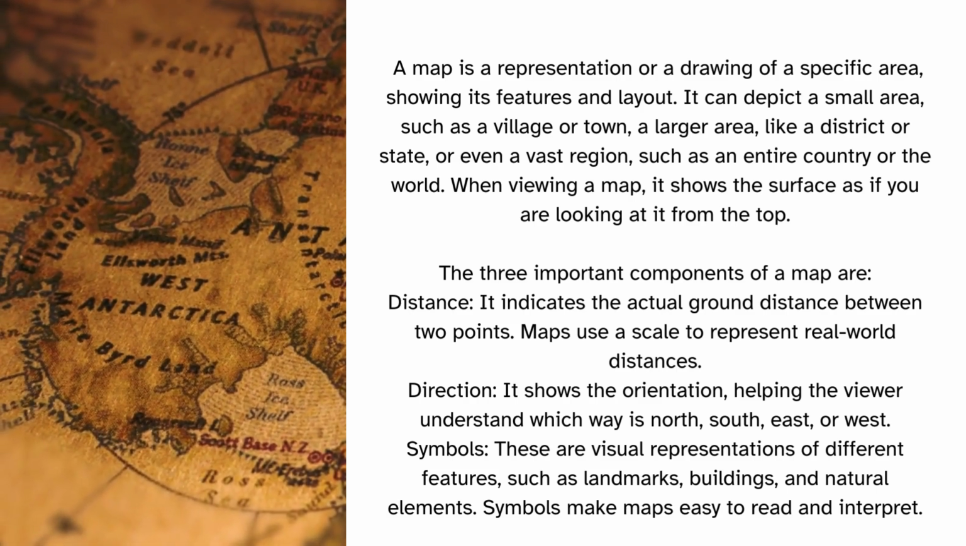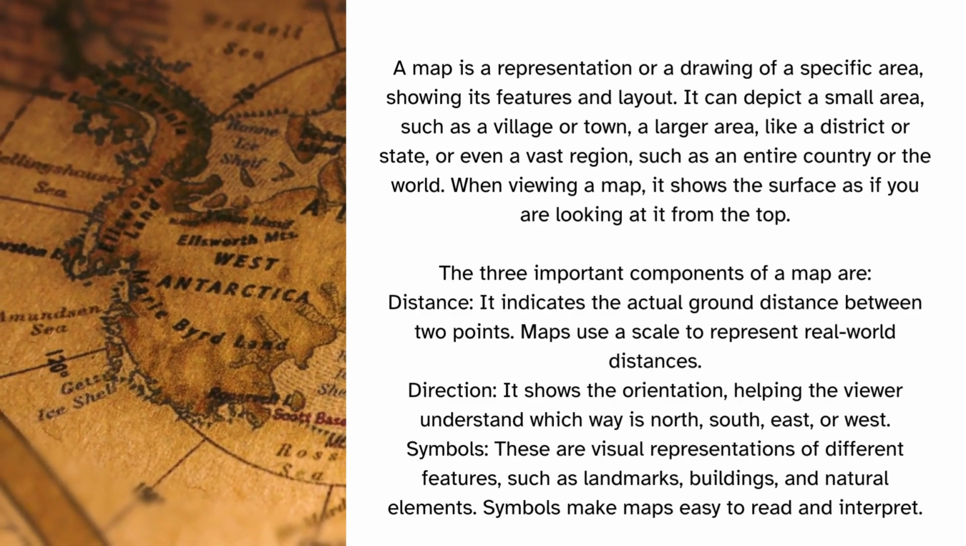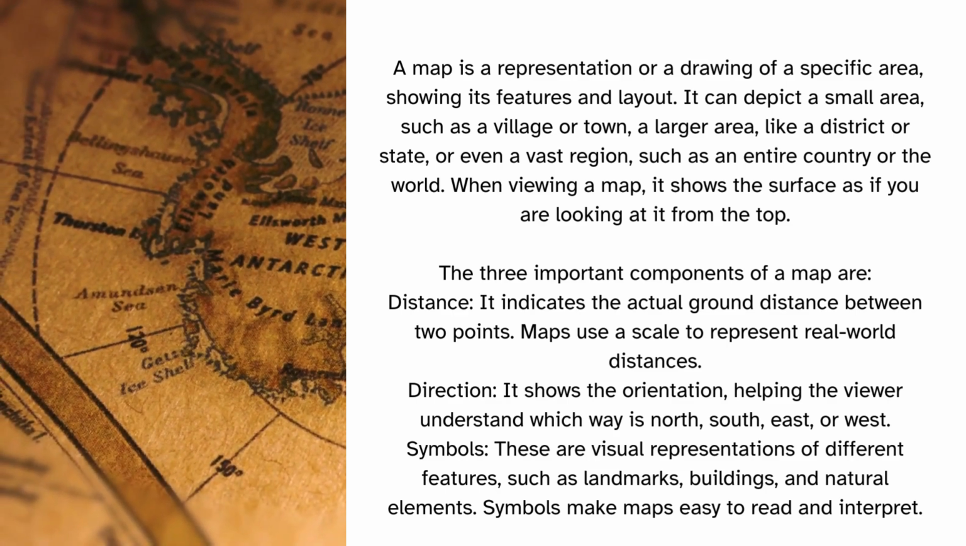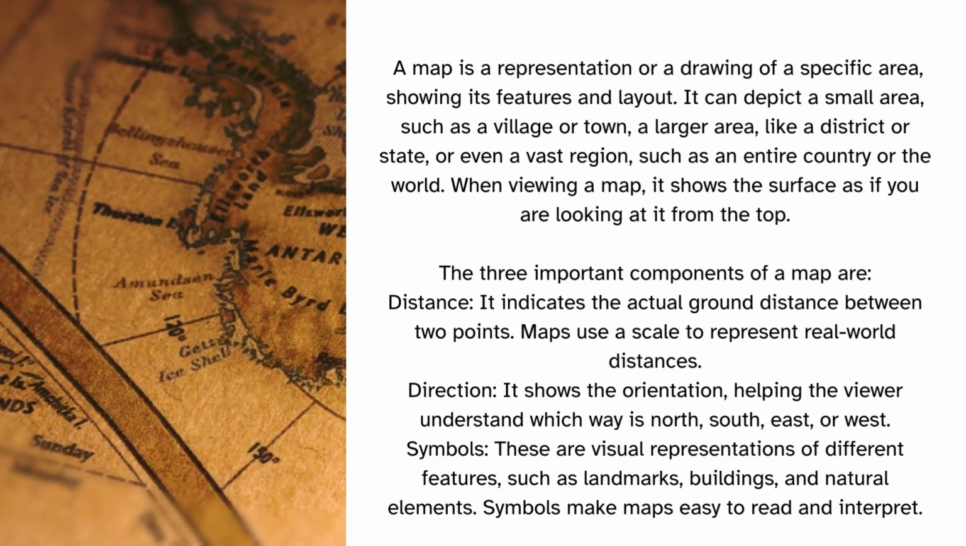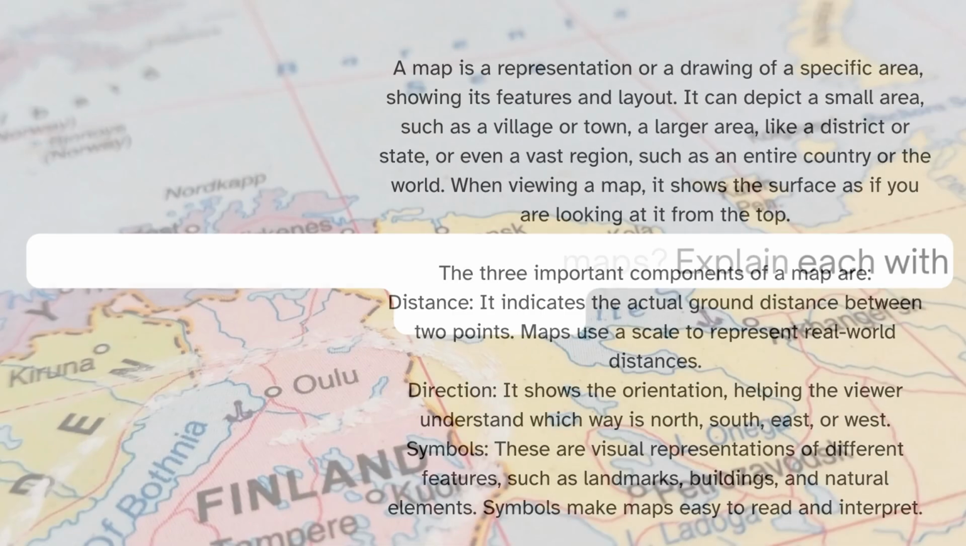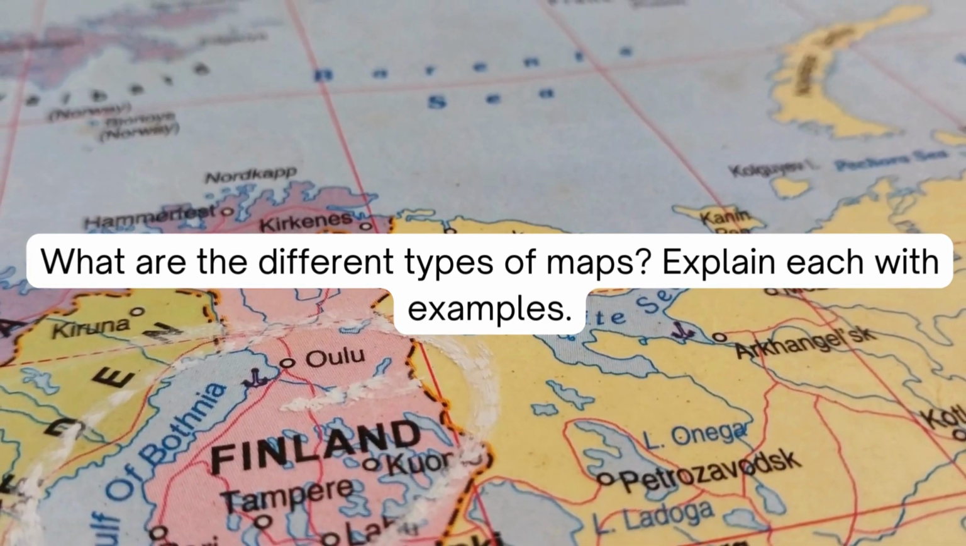Distance indicates the actual ground distance between 2 points, whereas direction shows us north, south, east, or west, and symbols show the visual representation of different features such as landmarks, buildings, etc. Now we'll talk about the different types of maps and explain them.